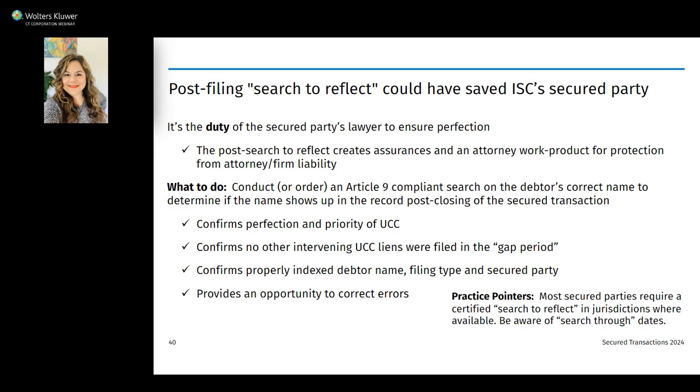All right. The other thing about a post-filing search to reflect is, what if your last lien search was January 1st, but your UCC wasn't filed till January 15th? It is possible that someone else could have come in and filed an intervening lien between the time that you ran your last search and the time that you filed your UCC-1, and you'll never know that. And then what happens is bankruptcy ensues. Now suddenly there's a fight between you and that intervening lien, and guess who's going to win? The person who was first in time, which is going to be the one who was before you.